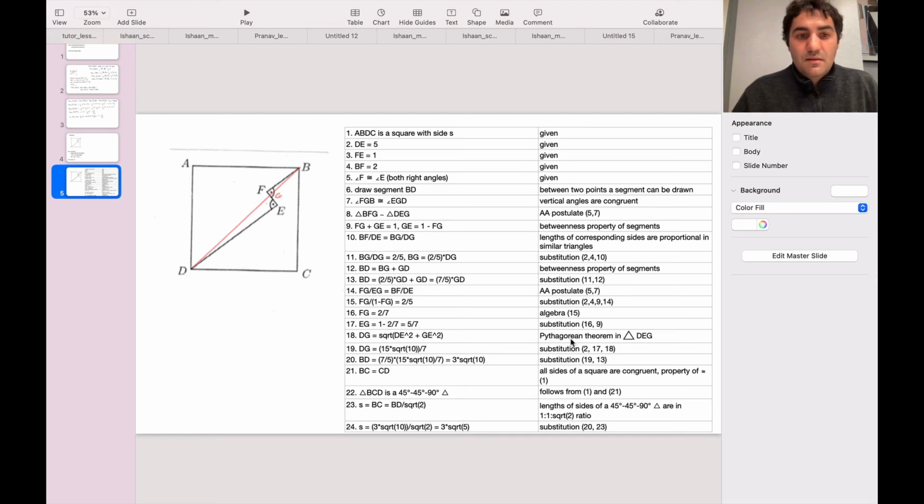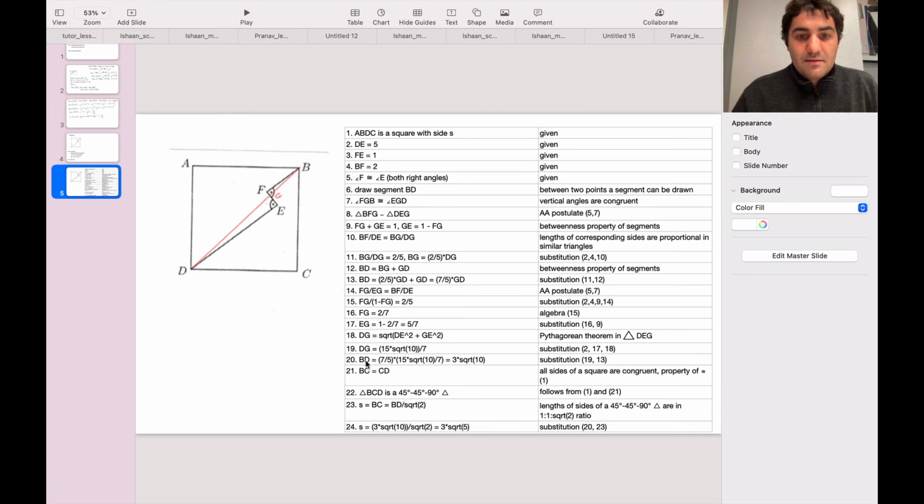Now, we know that DEG is going to be a right triangle, right? Because angle E is a right angle, and a triangle that contains a right angle is a right triangle. So we can use the Pythagorean theorem. We get length of DG is equal to the square root of length of DE squared plus length of GE squared. Now we can substitute what we know about DE, which is 5, and we know that GE equals EG equals 5/7. So if we substitute and simplify, we get DG is equal to 15 times the square root of 10 divided by 7.